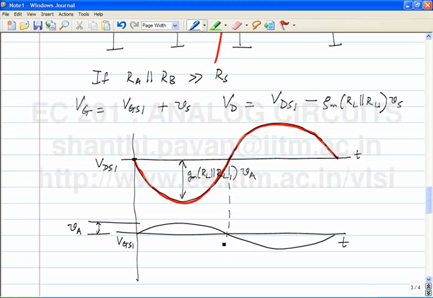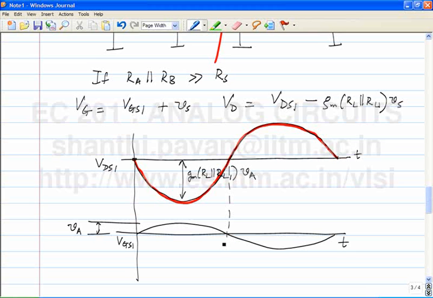Does that make sense? Please note that it's only during the positive half of the input cycle that the gate is going up and the drain is coming down. So the transistor is going towards the triode region. Okay? And eventually, as we saw, if you went on increasing VA, you will always hit a point where the transistor enters the triode region. This VA max is the maximum amplitude of the input sine wave that you can sustain without the transistor getting into the triode. Does that make sense?